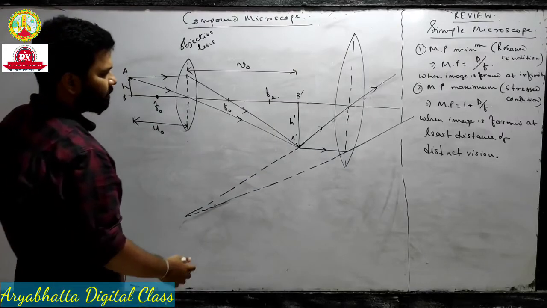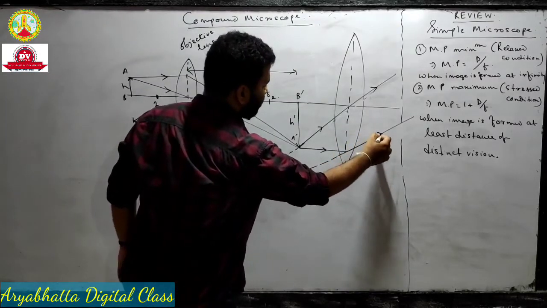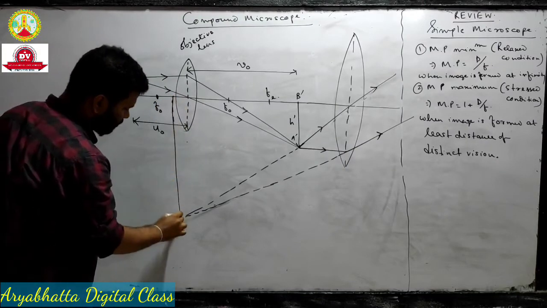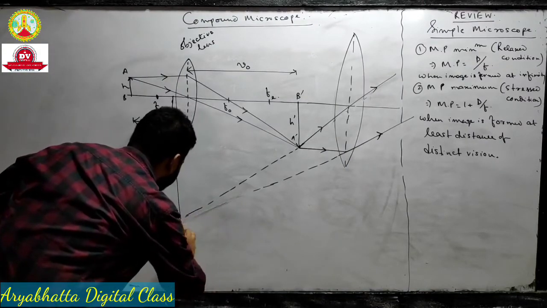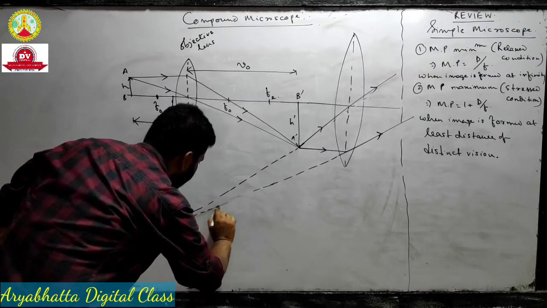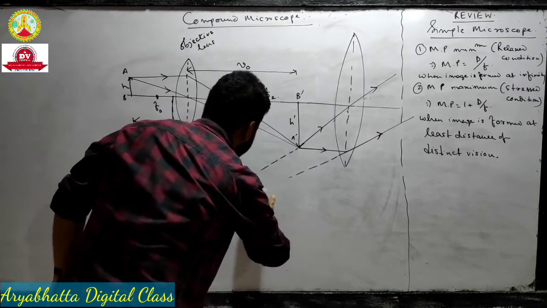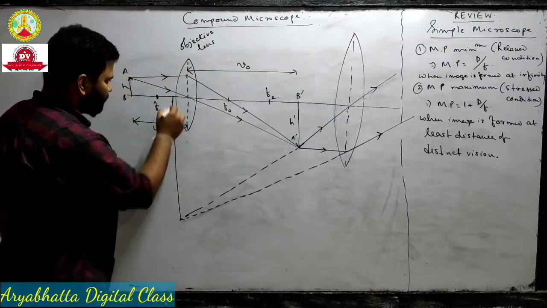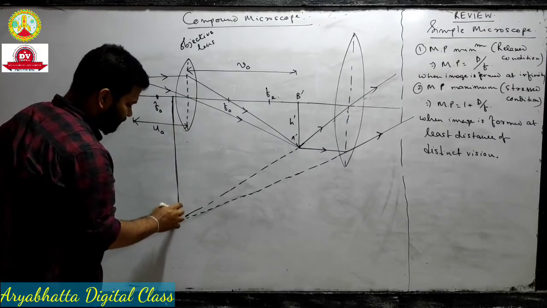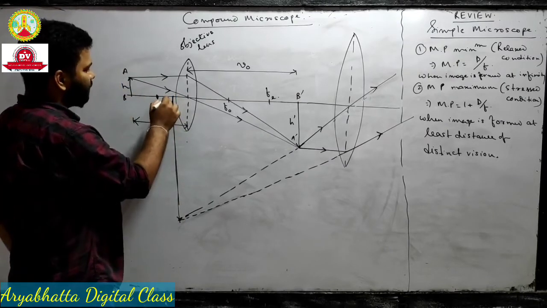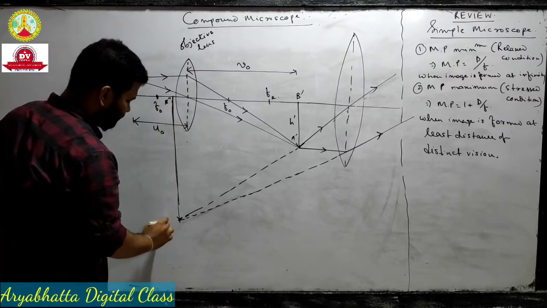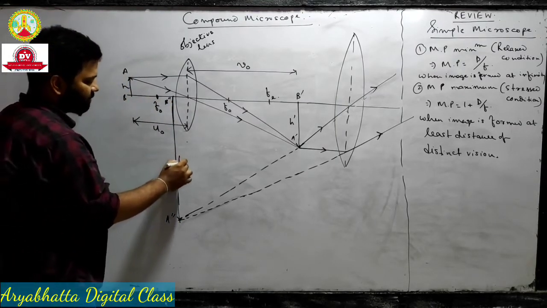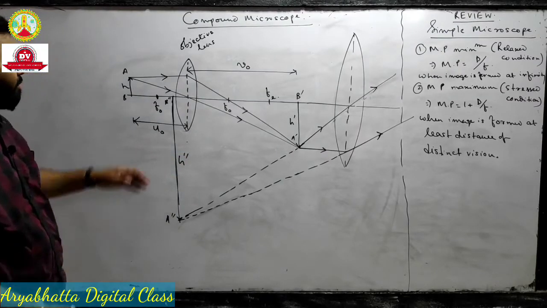Okay, so finally you can see that the image will form at, suppose, this position. This is the final image. This is B double dash A double dash. Okay, so this is H double dash. So try to understand the phenomena once again.